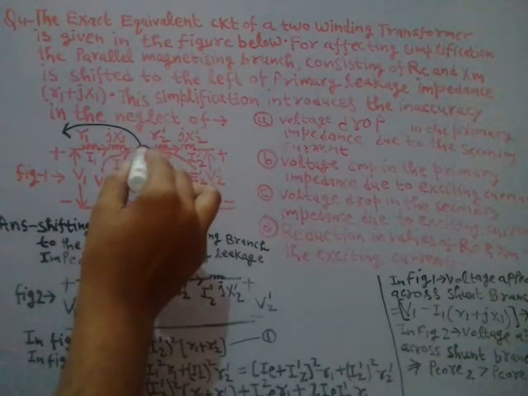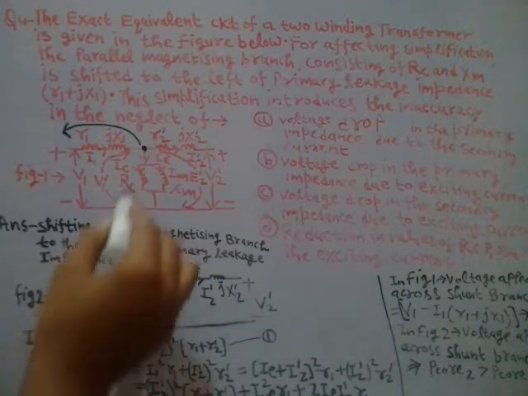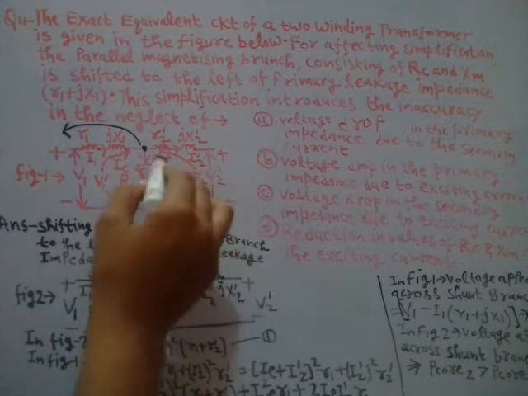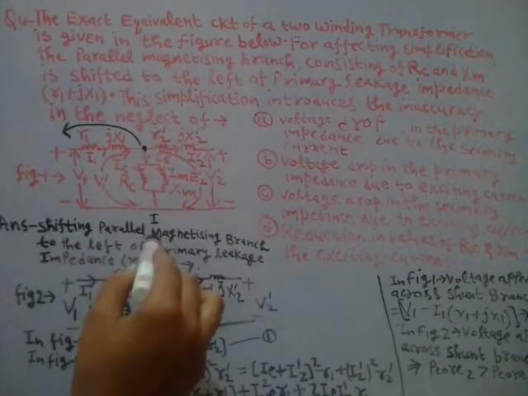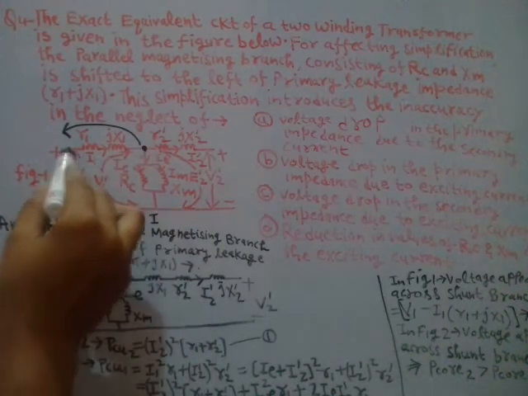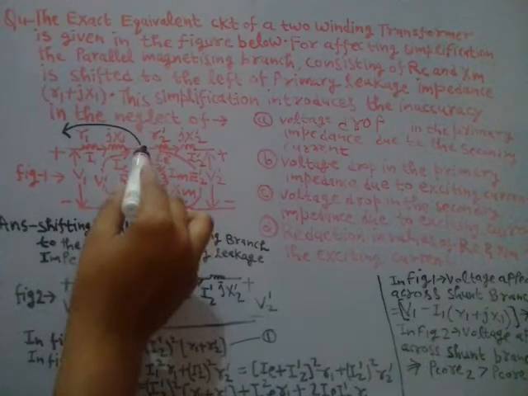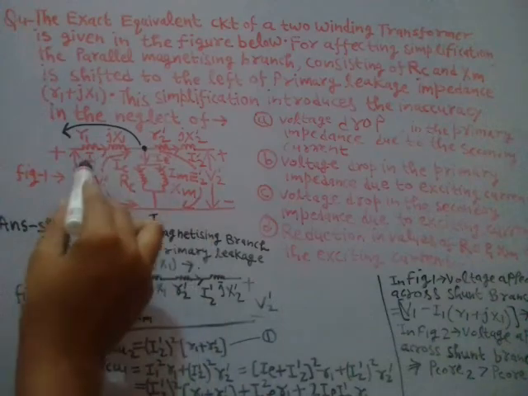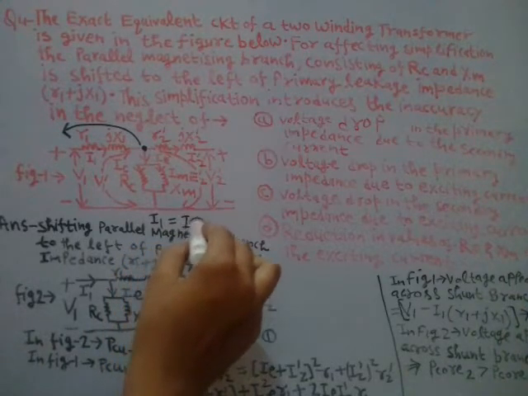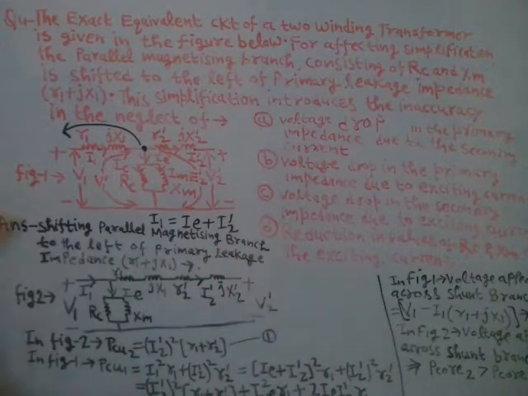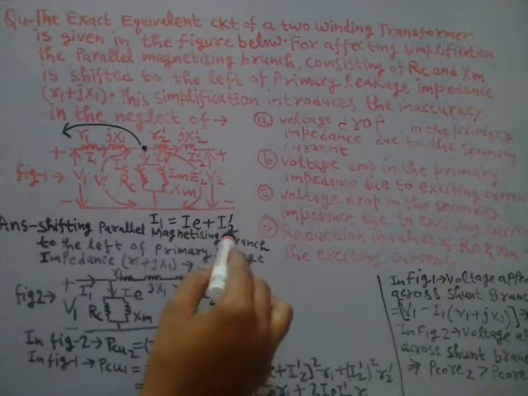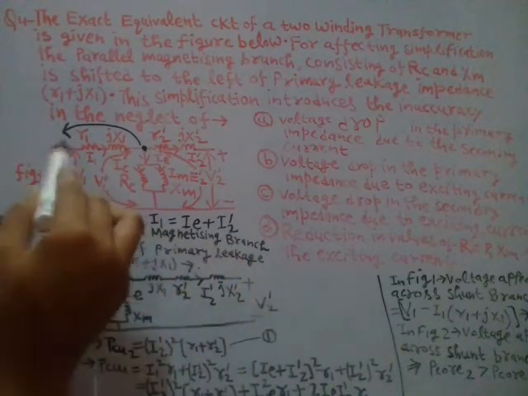When you apply Kirchhoff's current law at this node, you can write the phasor sum of I2 dash and IE will be equal to primary winding current I1, right? Apply Kirchhoff's current law at this node. Incoming current is I1, outgoing currents are IE and I2 dash. Apply KCL, you will get I1 is equal to IE plus I2 dash, right? So the phasor sum of exciting current IE plus I2 dash will be equal to primary winding current I1.